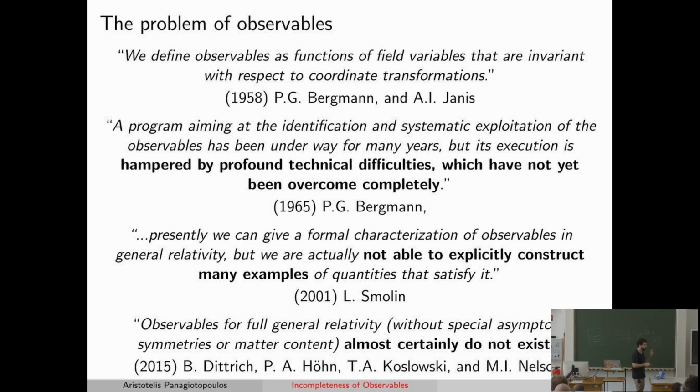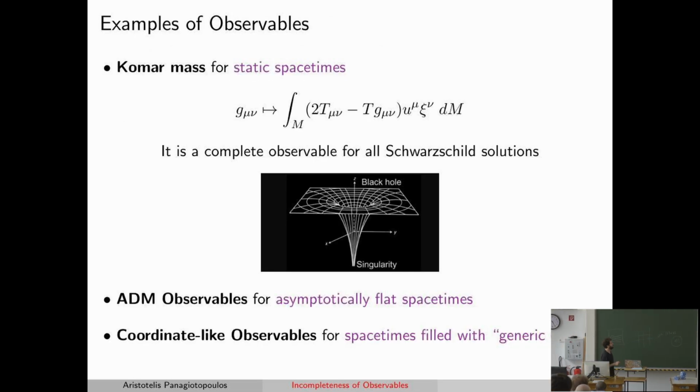So this is one thing I want to say. The second thing is that there is this qualification, without special asymptotic symmetries or matter content. It's important to realize that if we restrict the spacetimes that we care about, so that they have special asymptotic symmetries or matter content, then you can actually find many observables and sometimes complete observables. Here are some examples. If you only care about spherically symmetric solutions, then the Komar mass provides a complete observable for the Schwarzschild solutions. Similarly, you can find many observables for asymptotically flat spacetimes. And when you have coupled metrics with generic dust, you can use this dust as a point of reference to develop various observables.